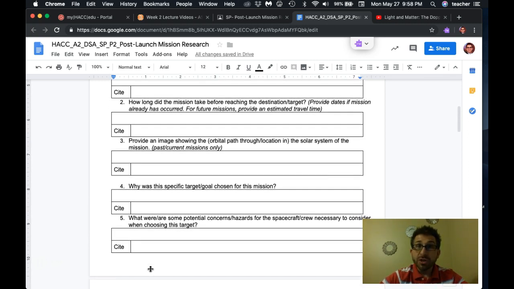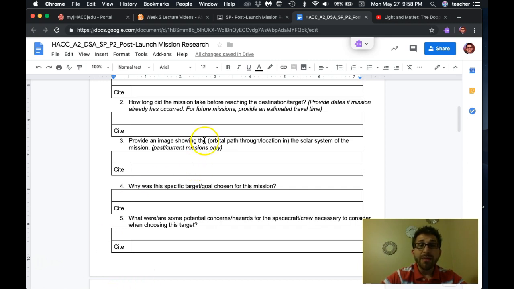How long did the mission take to get there? Space travel is a lot longer than most people realize, years in some cases. So where we start this is from its destination, or I'm sorry, from its launch to its destination. So when it left Earth's atmosphere, how long did it take to get to the final target?